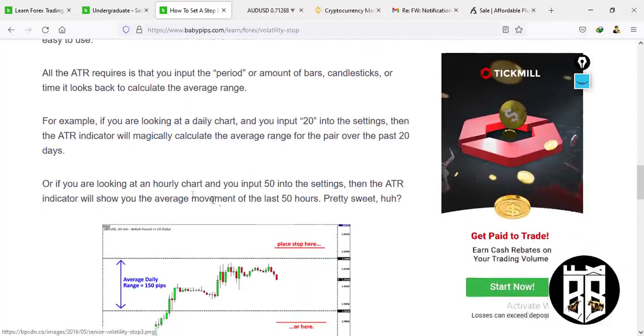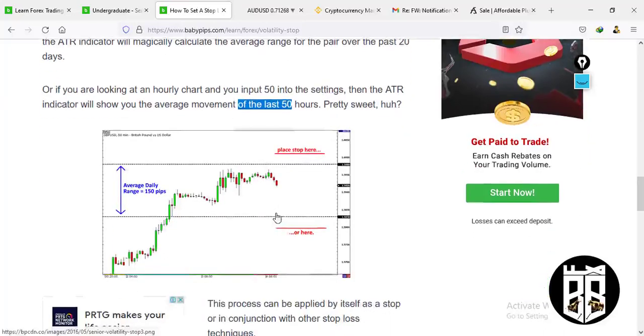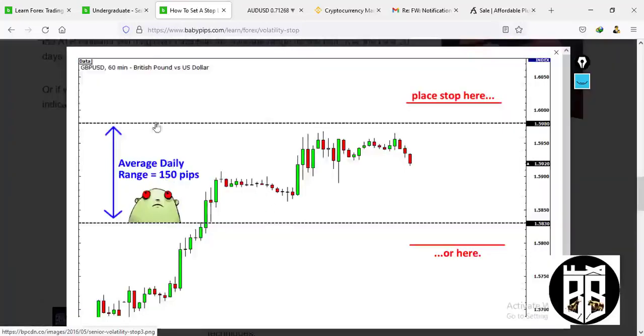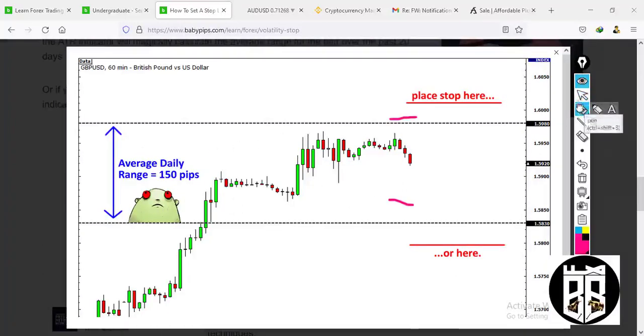However, if you are on the hourly chart and you input 50 into the settings, then the ATR will calculate the average movement of the last 50 hours. Simple, right? So look at this example. If you know this is the average movement for the past 50 hours or whatever, where should your stop loss be? Your stop loss should evidently be below the ATR range. Here, or here.